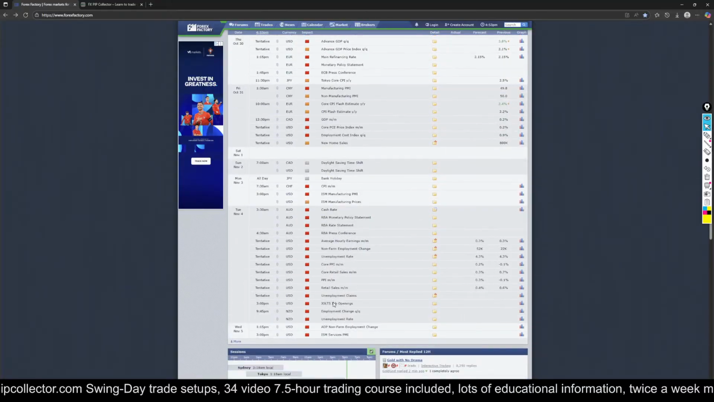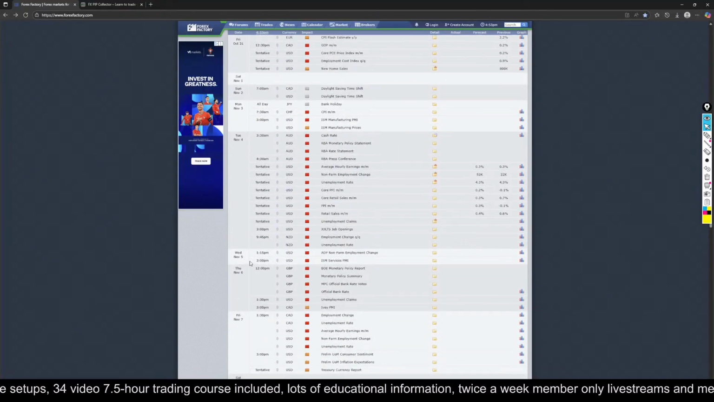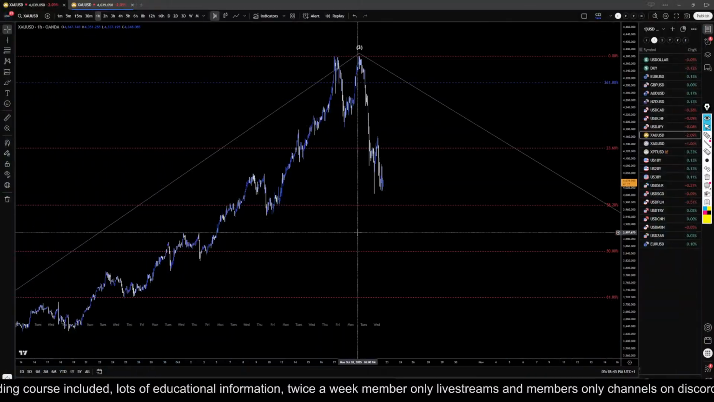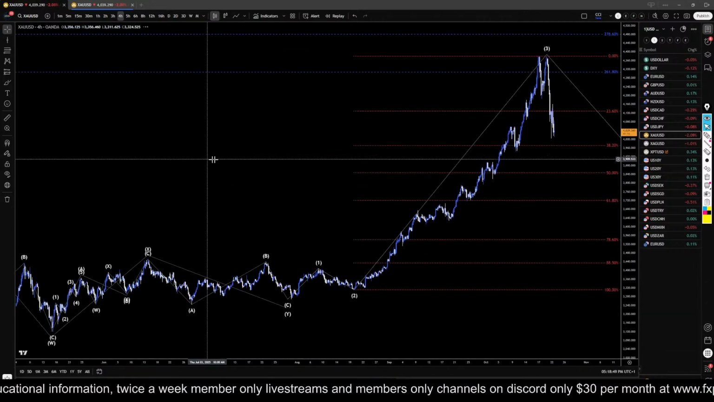Just like to look at the news calendar one more time. I just want to see what is happening over the next few weeks. But yeah, anyways, I would expect gold to be in a wave 4. Even though it's an extremely aggressive turn, I still think it's a wave 4.